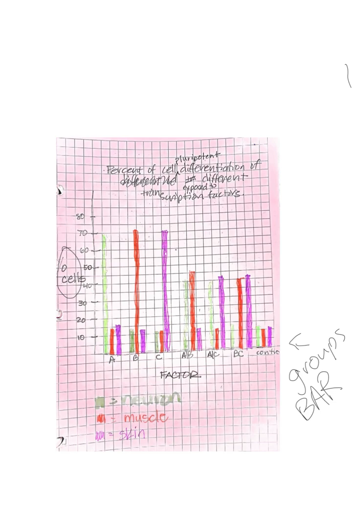Now you have 3 different cell types that you are looking at. You're looking at a neuron, a muscle, and skin cells. And so you have 3 different colors. Then on the x-axis, like I said, you have your factors. So factor A, B, C, and then we had some combined. Don't forget to graph your control as well. So the control is the one that didn't get any kind of factor specifically.